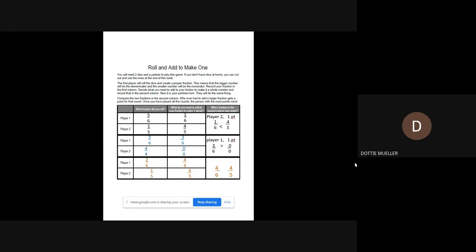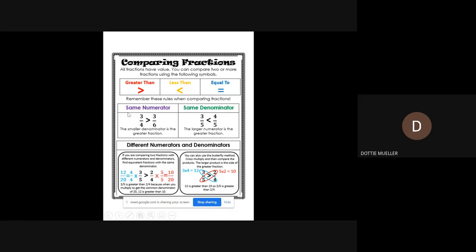I rolled a 2 and a 6. To make that a whole, I need 4/6. And I rolled a 1 and a 5, and to get a whole, I need to add 4/5. So now we're comparing 4/6 and 4/5. This one has the same numerator. So I'm going to look at my strategies for the same numerator up here. It says the smaller denominator is the greater fraction. So looking at this, 3/4 is greater than 3/6. So I'm thinking in my head, the smaller denominator is the greater fraction.